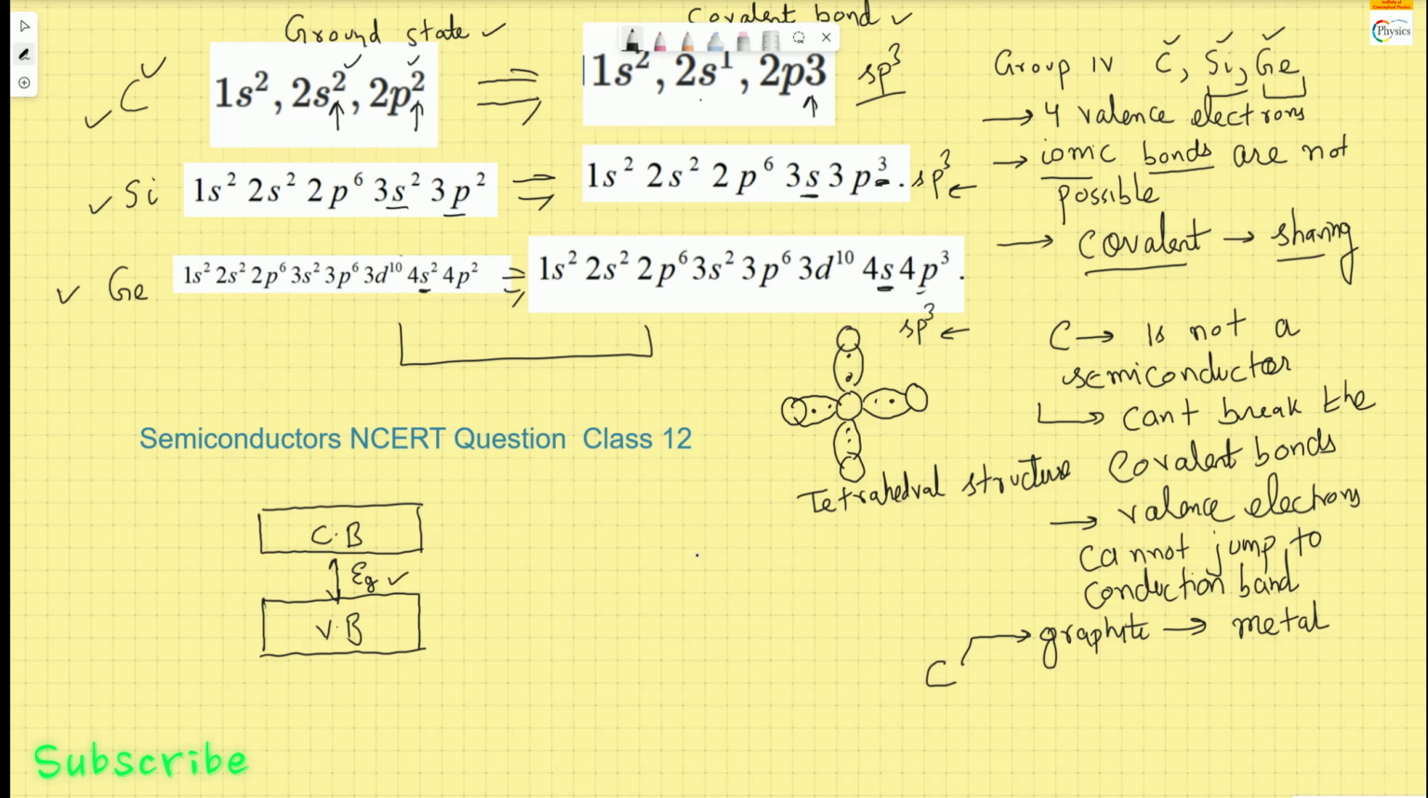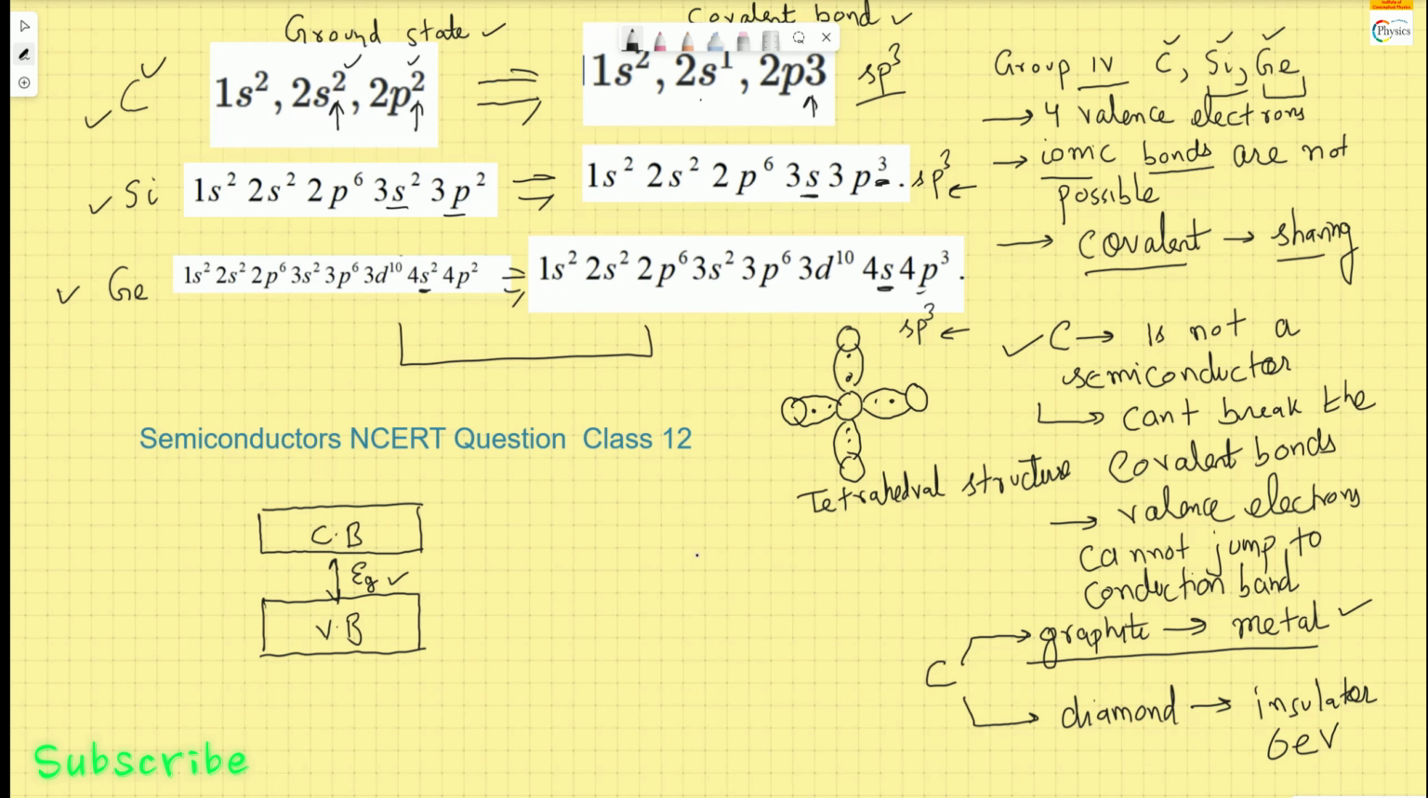So in the case of carbon, the energy gap, if you see graphite, when it exists as graphite, it behaves like a metal. But diamond, when it becomes diamond, it behaves like an insulator. The energy gap is to the tune of 6 electron volts. So carbon is not even to be considered part of the semiconductor family, even though it belongs to group 4.